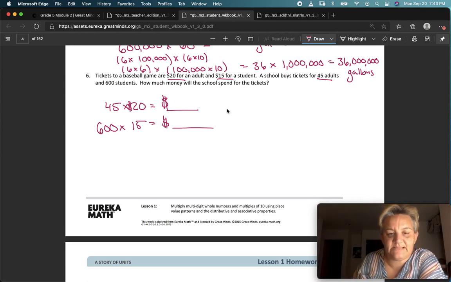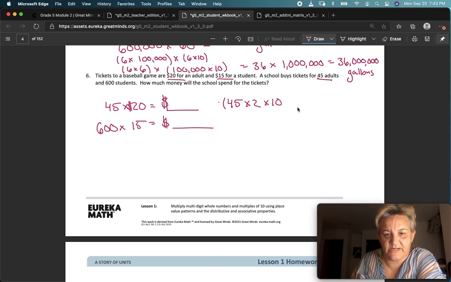Okay, so let's use the distributive property here. 45 times 20. I can rewrite that as 45 times 2 times 10, right? I just split the 20. And that's easy. 45 times 2 is 90, times 10 is 900, right? So $900 for the adults.